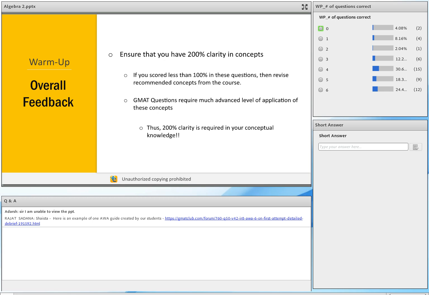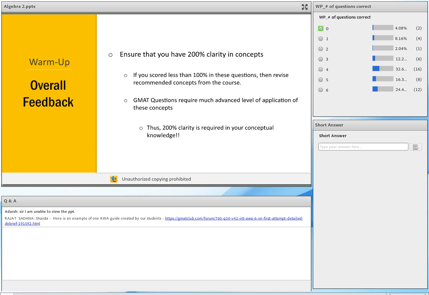It may be as small as you didn't consider 0 to be a non-negative integer, or it may be as big as you don't understand how to solve inequalities, especially that when you multiply both sides by a negative number, the inequality sign flips. Now, why does that happen? First of all, you don't understand that it happens, and then why it happens. So you don't have that 200% clarity in your conceptual knowledge.